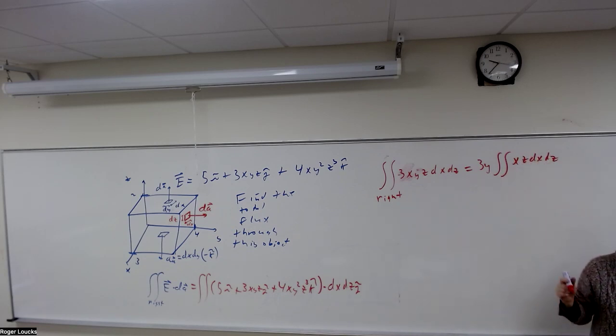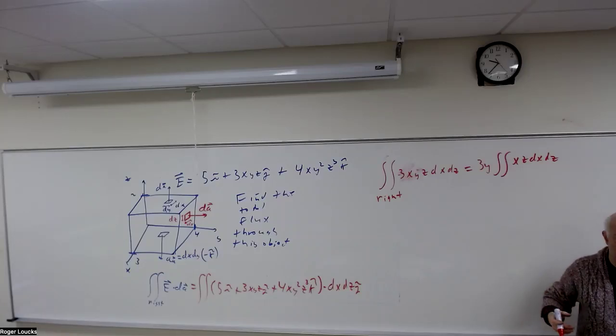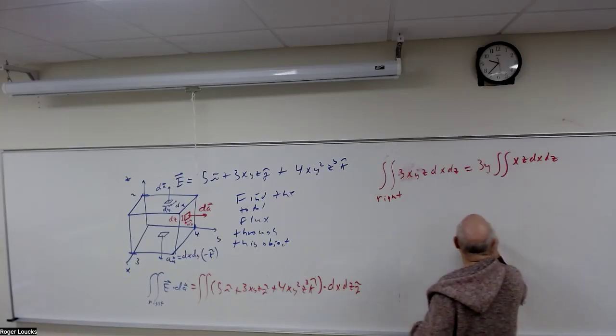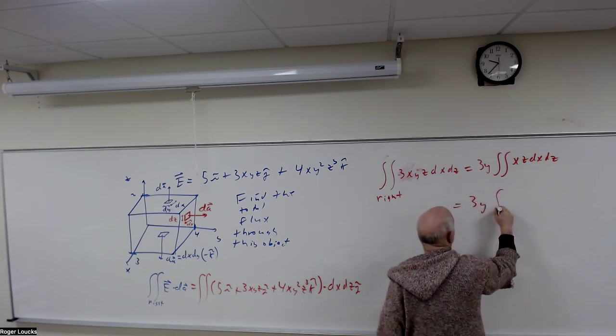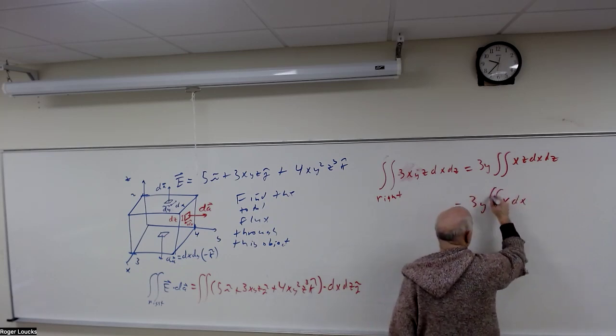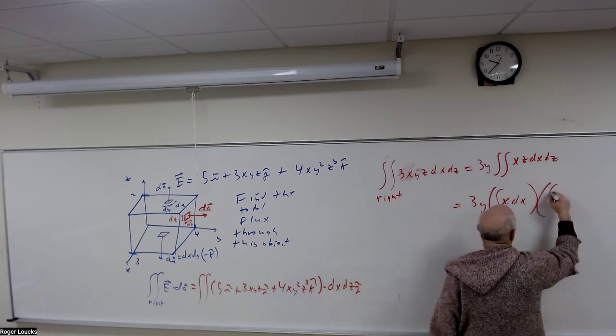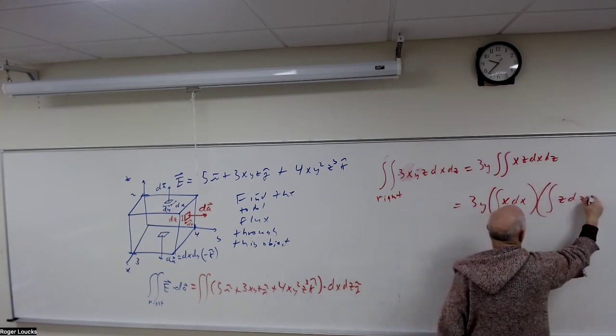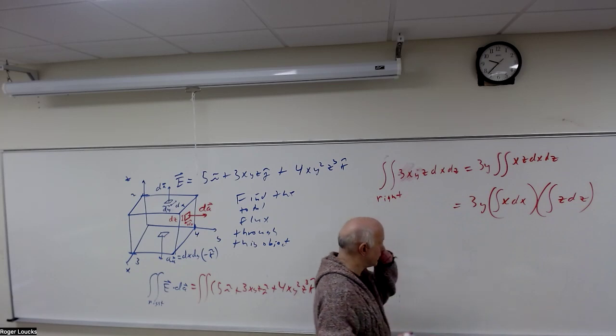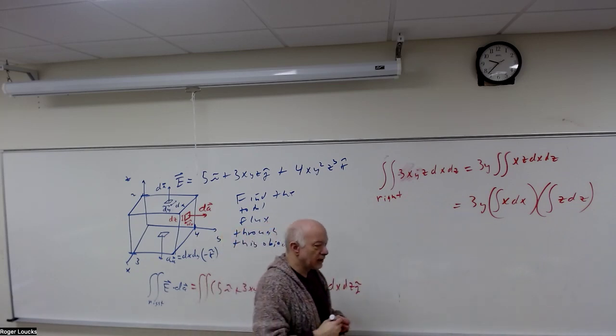What I can do is, again, that integral is going to factor all nice and smooth. Again, when you get this in Calc 3, they're going to give you funny shapes where that isn't going to happen. So I get this x dx, which gets multiplied by this integral of z dz. And we need limits on those integrals. What's the limit on my x integral?